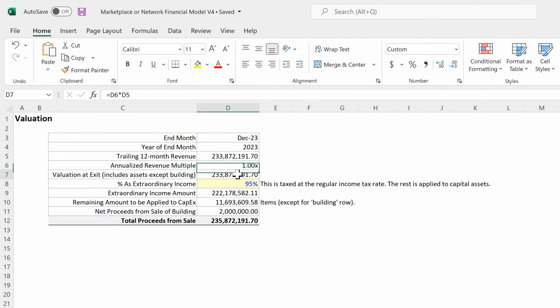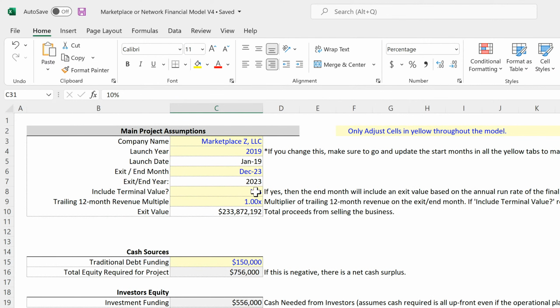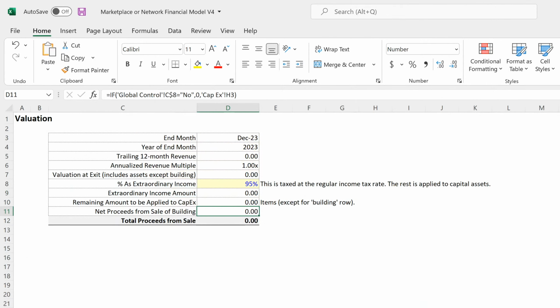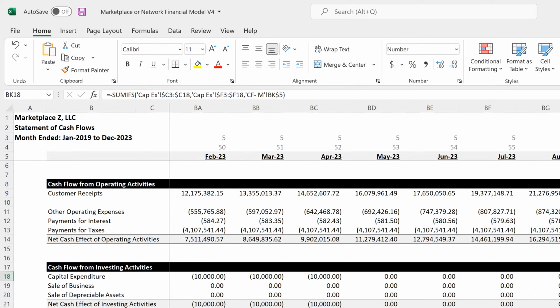And our multiple, so this is the exit value. This is percentage going to extraordinary income. The rest will go to fixed assets. And that's just going to be a tax calculation on the end month. Now remember, you can hit no here to not include terminal value, and all this will zero out. And you can see on the cash flow, there's no sale or anything happening here. Debt is not being repaid, but if we hit yes here, you see now you've got some exit money, you've got paying back debt. So all these references look good, and this is what I meant by the integration yesterday, where this is all linked together properly.